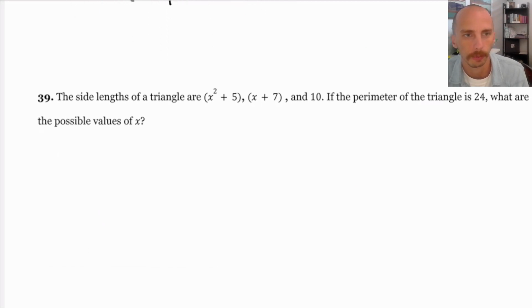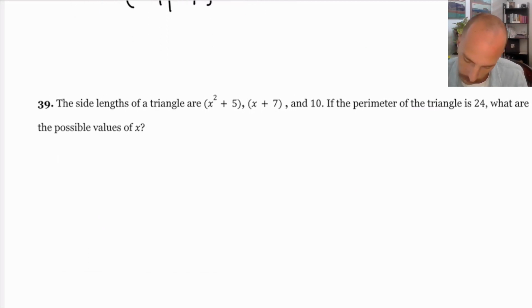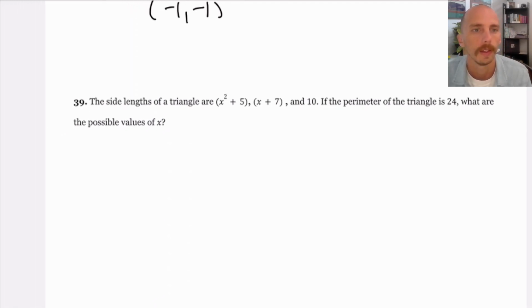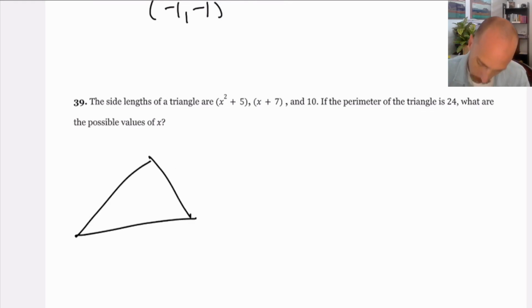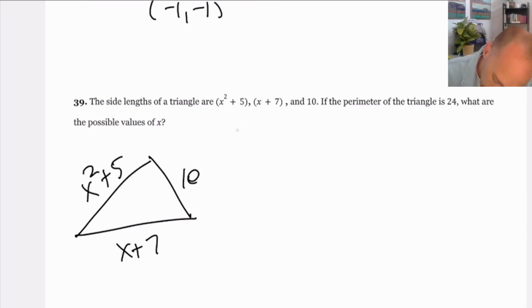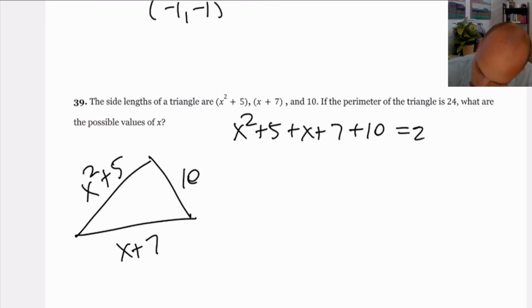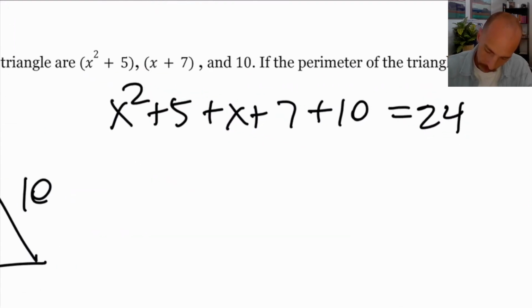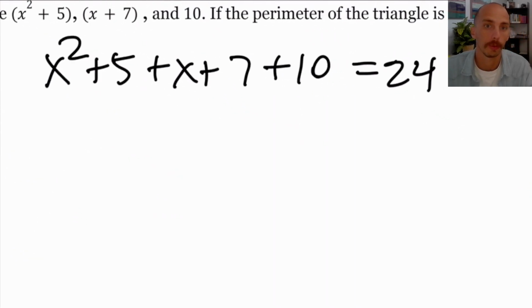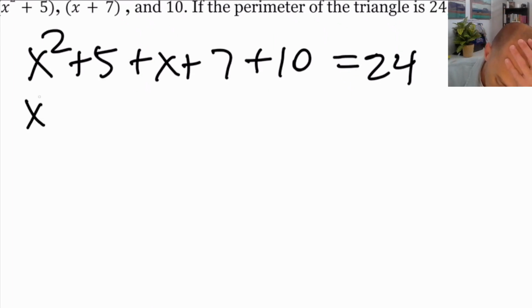All right, now the last problem here. Side lengths of a triangle are x squared plus 5, x plus 7, and x plus 10. If the perimeter of the triangle is 24, perimeter is 24, so I'm going to add everything together, and that'll equal 24. Now this is looking like the type of quadratic that I'm going to need to set equal to 0 to solve. So collect the like terms. x squared, I only have one x. But then I've got 5 plus 7 is 12, and 10 is 22.